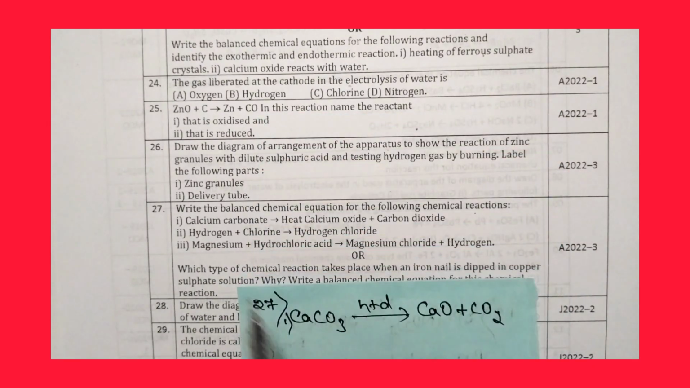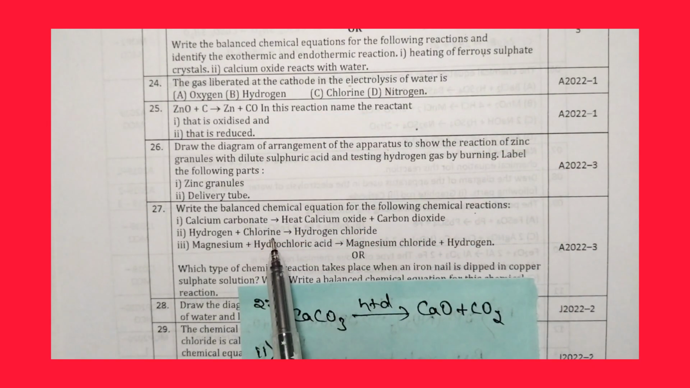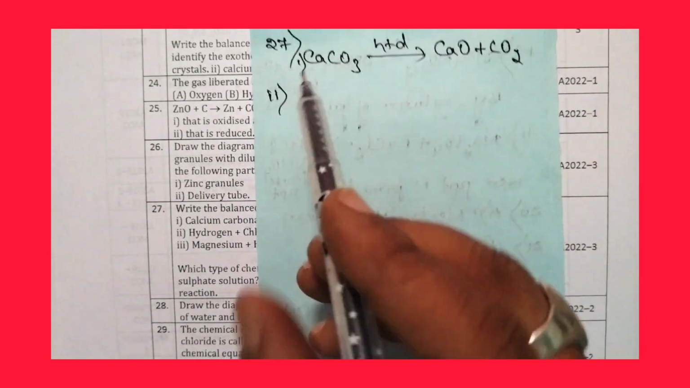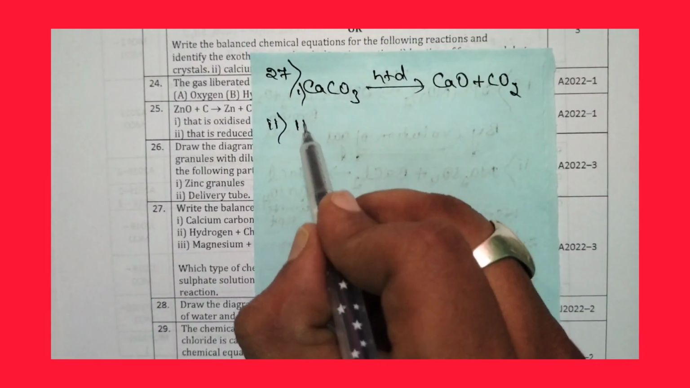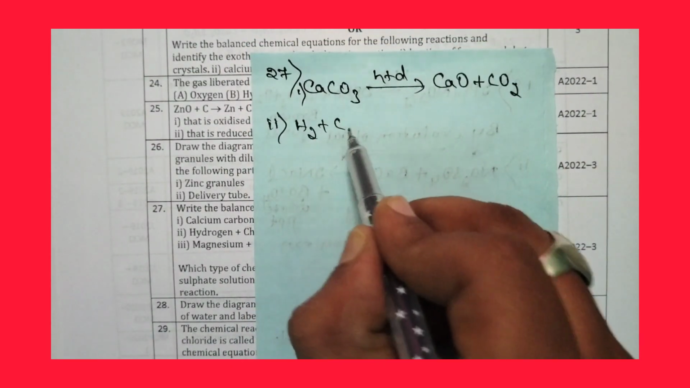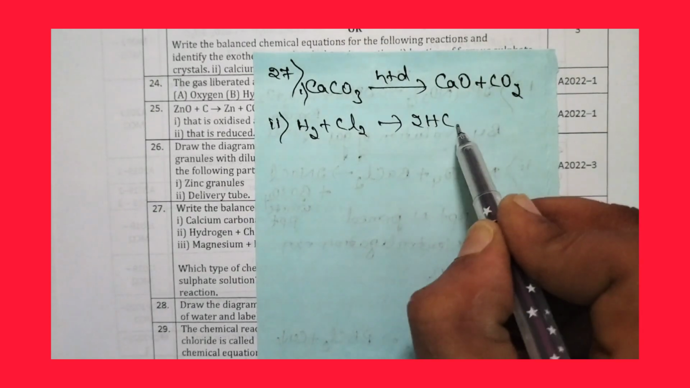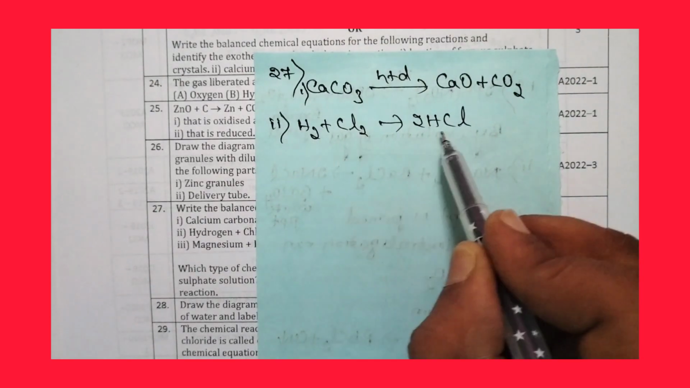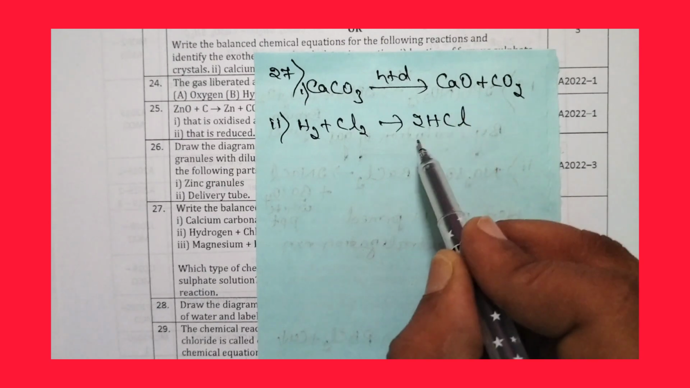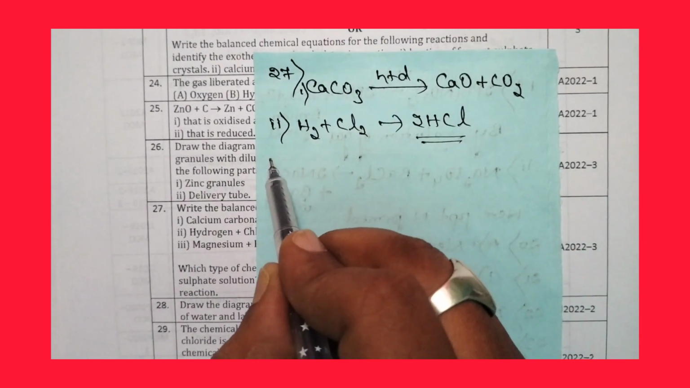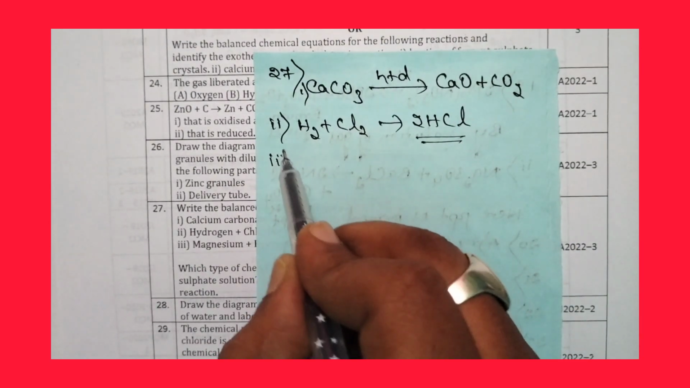Then the second one is hydrogen and chlorine give rise to hydrogen chloride. So now let us write the equation for this one. H2 plus Cl2 give rise to 2HCl. Hydrogen reacts with chlorine to form hydrogen chloride, which is also called hydrochloric acid.